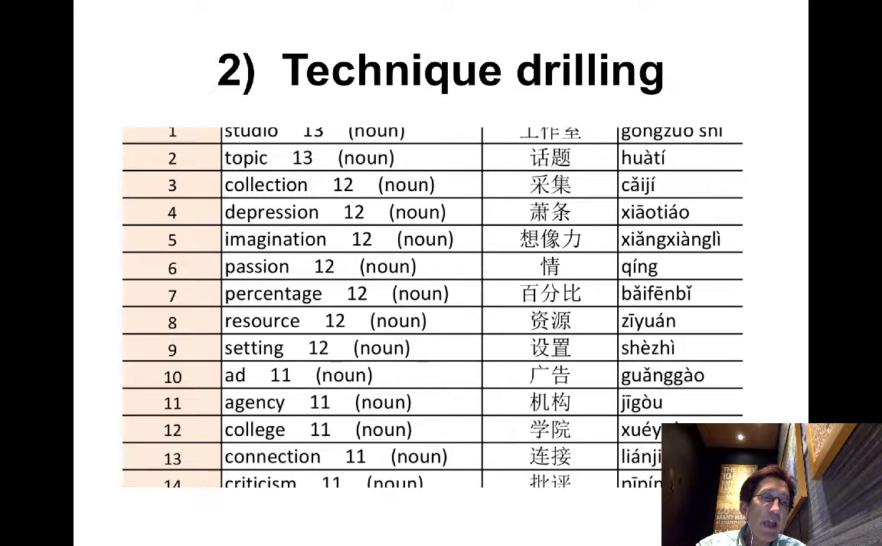Setting just means environment. It's like when you go to a movie and there's a story, and they ask, what is the setting? The setting is in the year 2000 during the Han Dynasty. Or at work, you can ask, what's the setting for this meeting? The setting for this meeting is going to be we're going to meet in the computer room. So the setting is the environment, the place where it takes place.